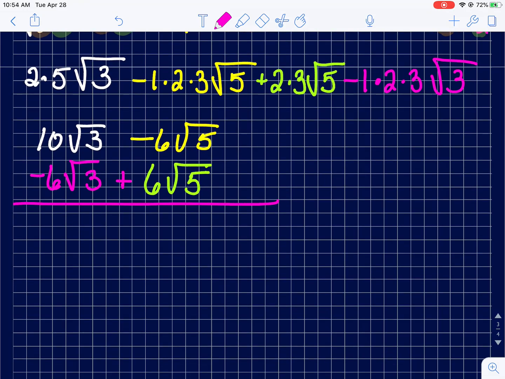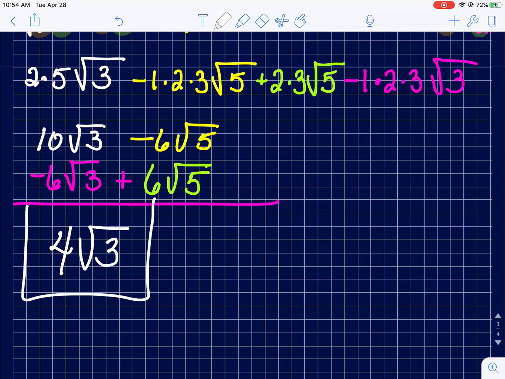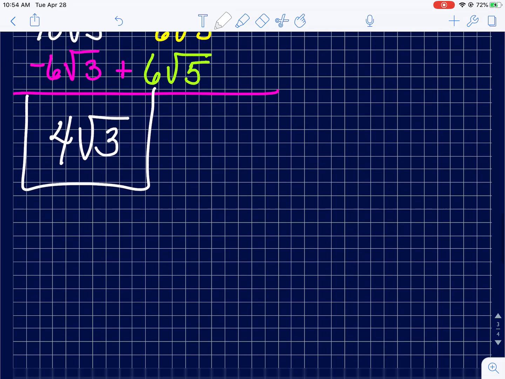So 10 minus 6 root 3 is going to give me 4 root 3. A negative 6 root 5 plus a 6 root 5? Nothing. So my answer is 4 root 3. Okay? All right, number 20.